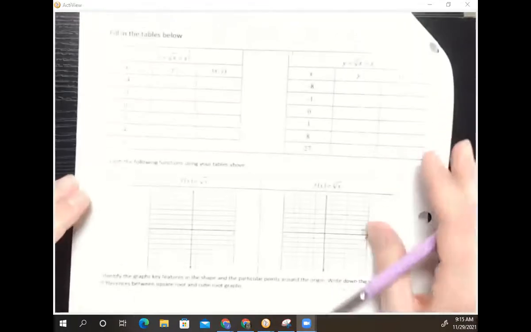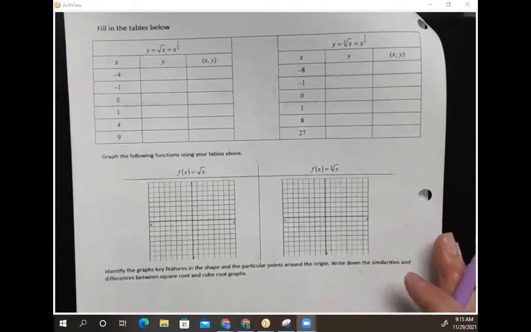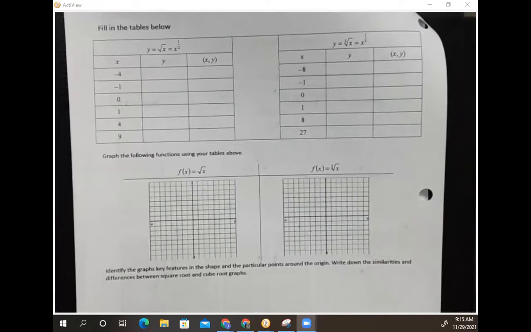If we turn the page, we've got the start of our radical functions. Okay, so I want you to remember that transformation stuff. Where's the vertex? Where are the x-intercepts? Is it stretched? Is it compressed or flattened? That's going to come back into play in a couple minutes.